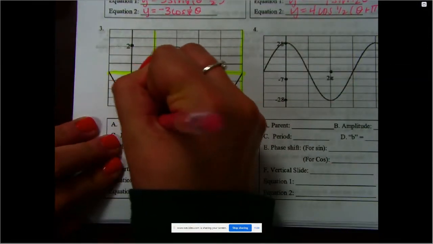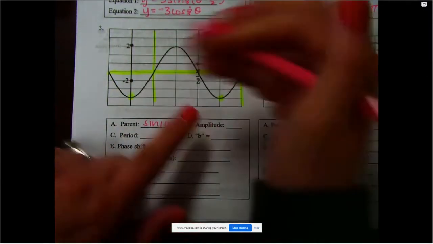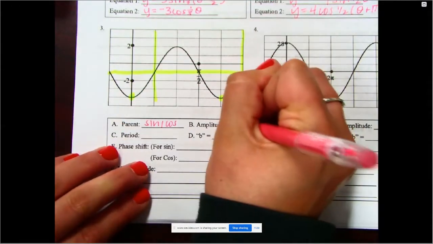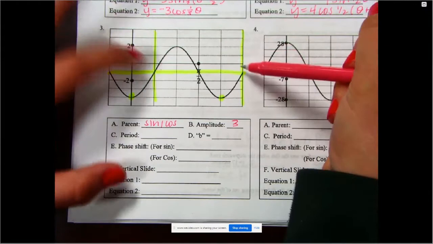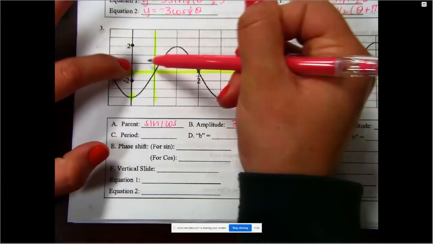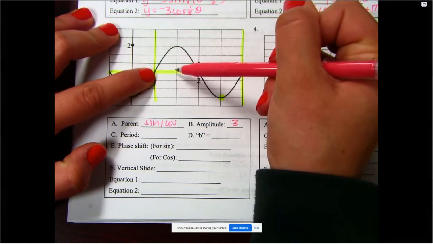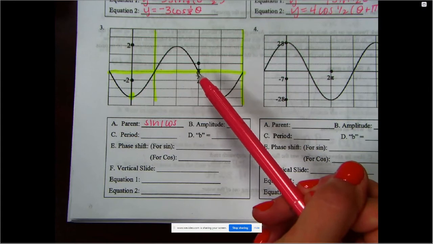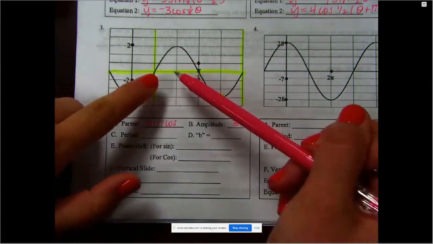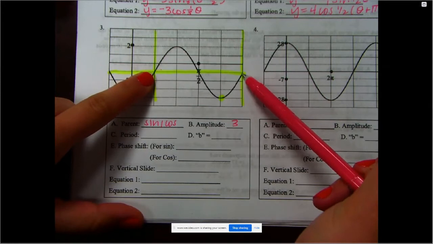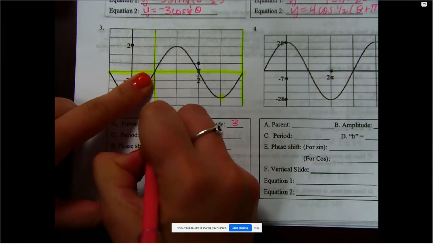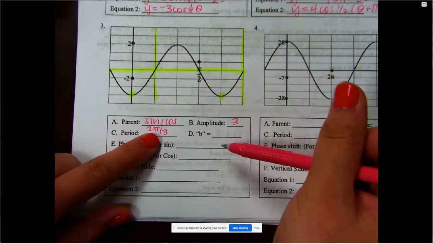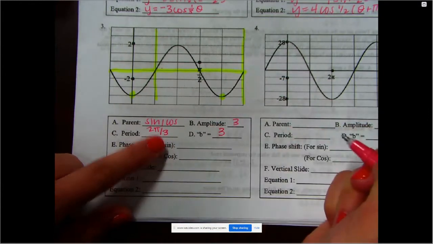Parent is either sine or cosine. Amplitude up, what does it count by? 1, 2, okay. 1, 2, 3. Period. So let's see. 1, 2, 3 is a half. 1, 2, 3, 4. So 1, 2, 3 lines to a half. That means each line is a sixth. So 1, 2, 3, 4 sixths. That's going to be 2/3 is the period. 2 pi over 3. Well, normally it's 2 pi over b, so that means b is 3.